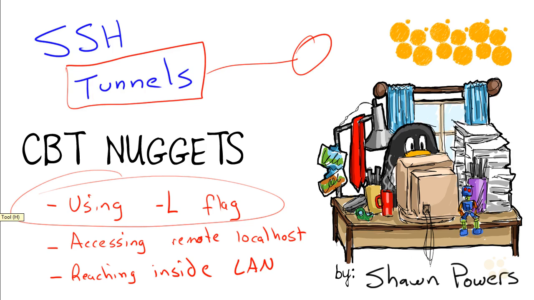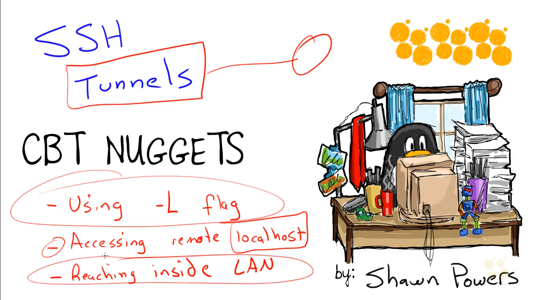We're going to do it with two different scenarios. One, we want to access a remote computer that is only listening on localhost. Now, if you're familiar with Linux, you know that localhost is its own complete network interface, and sometimes an application will only be listening on that interface. So we need to tunnel into it in order to gain access. And also, we can use it to reach inside a remote LAN if we only have access to one computer on the edge.